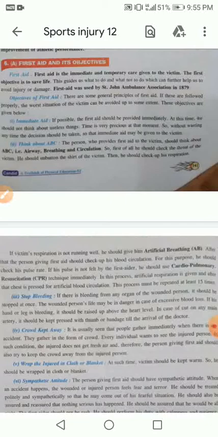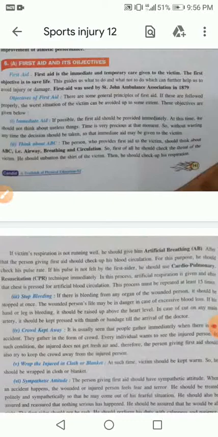For blood circulation, check his pulse rate. If the pulse rate is not felt by the first aider, then use the cardiopulmonary resuscitation technique immediately. In this process, artificial respiration is given, and after that the chest is pressed for artificial blood circulation. This process must be repeated at least 15 times.